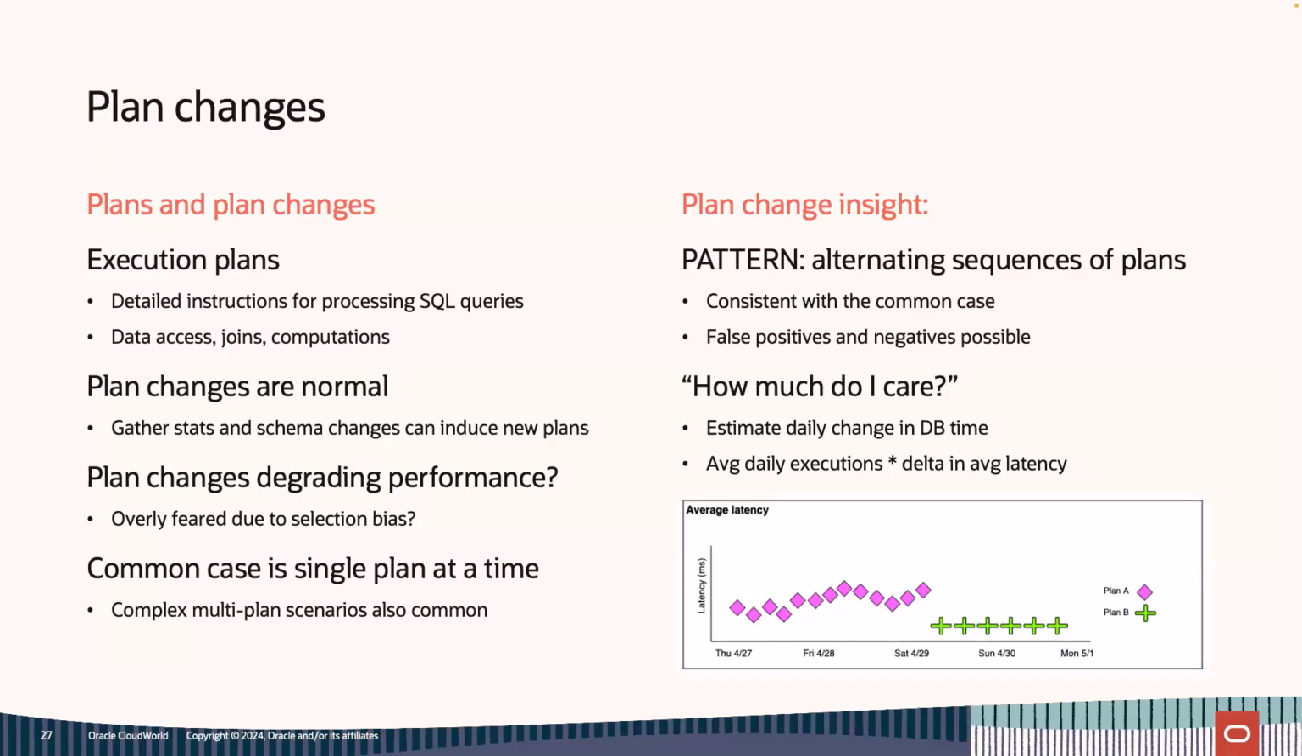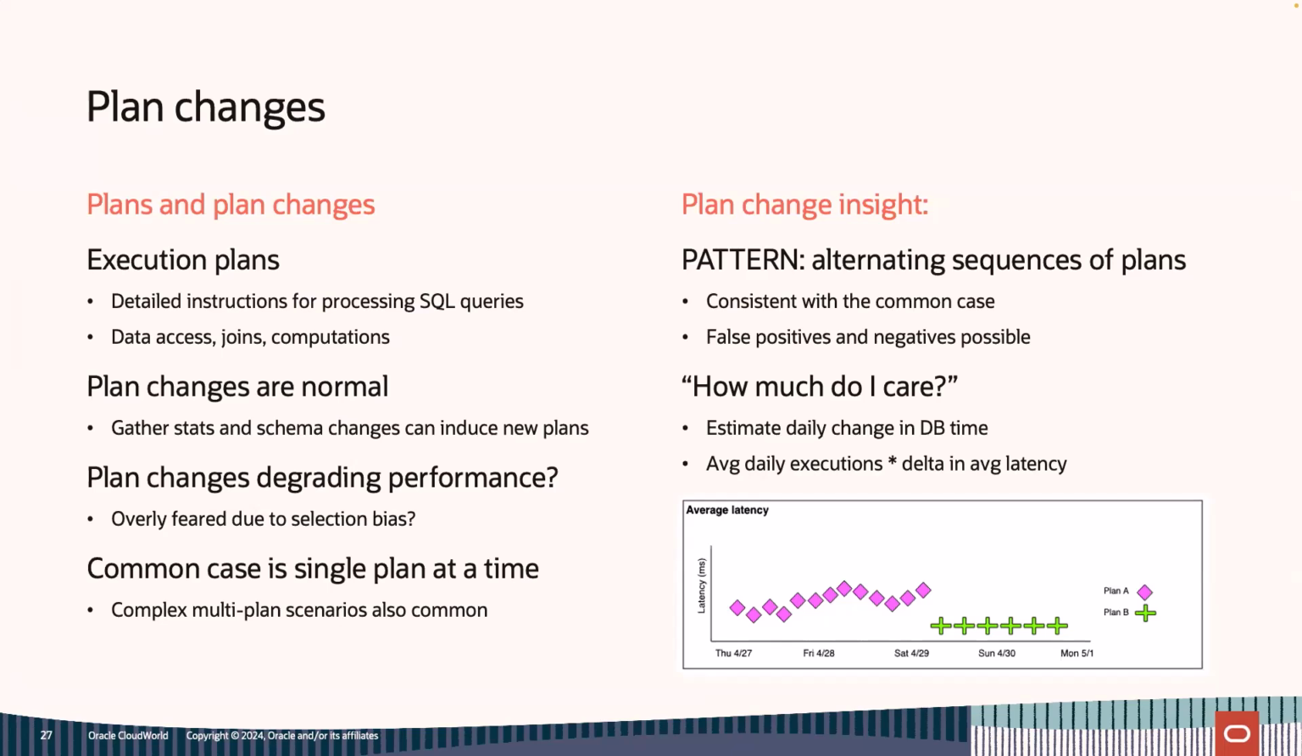So, execution plans are basically detailed instructions for processing SQL queries, and they can be very complex, right? And plan changes are normal, and plan changes are very much expected, right? Because data comes in, data gets deleted, things change in the database, and so the optimal way to answer a given SQL may actually change over time. And that's the job of the optimizer, is to make those changes when they're needed.